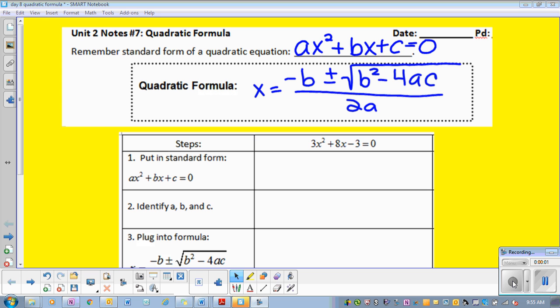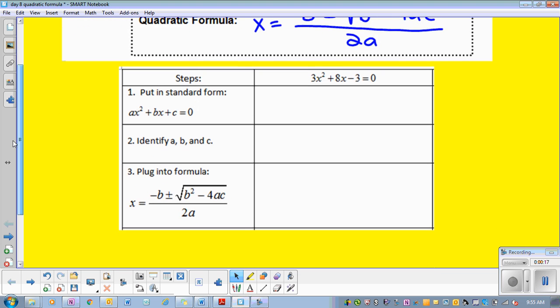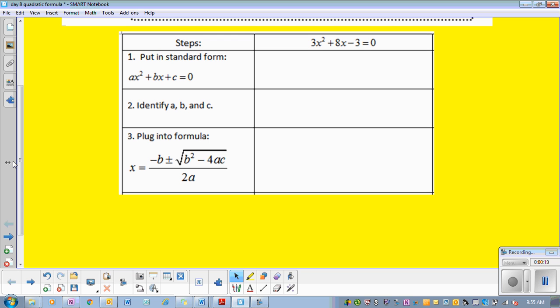Formula, the standard form is ax squared plus bx plus c equals 0. You need to put it in this form, and it needs to equal 0. And the quadratic formula is written there for you, which you do not have to memorize. Okay? So here are the steps outlined for you.